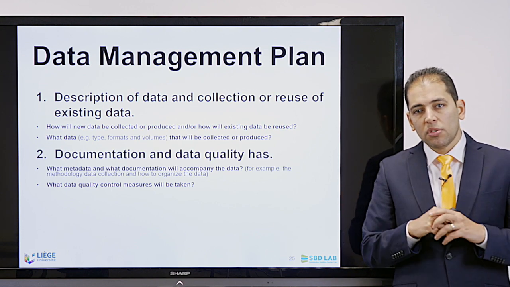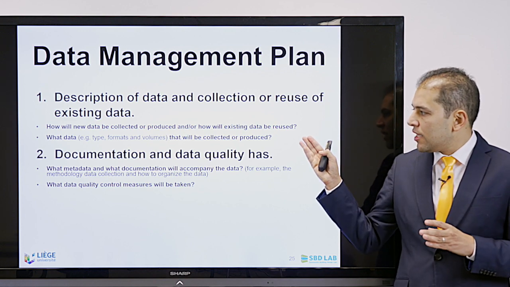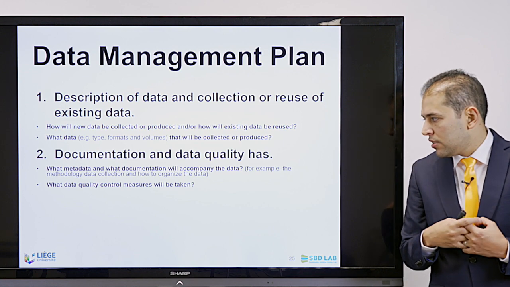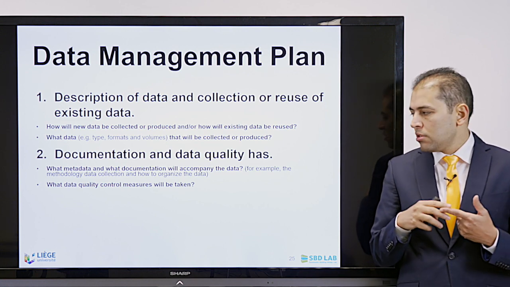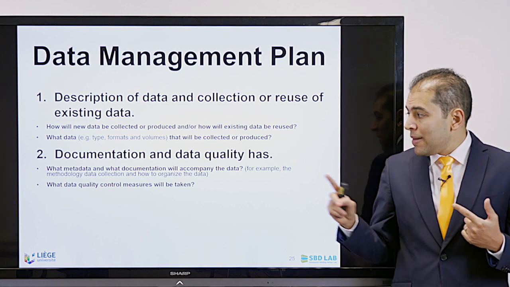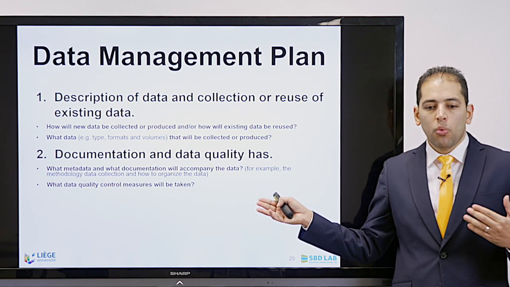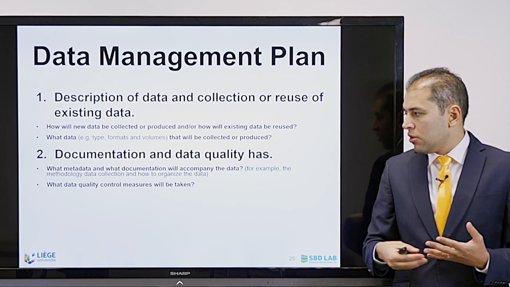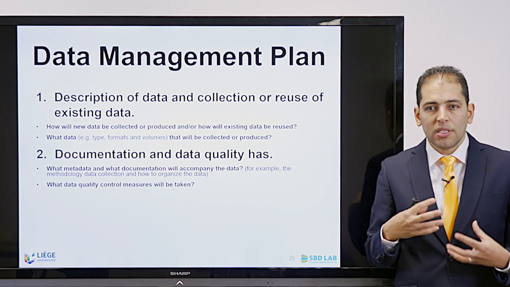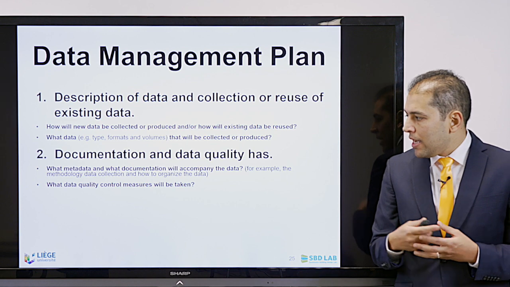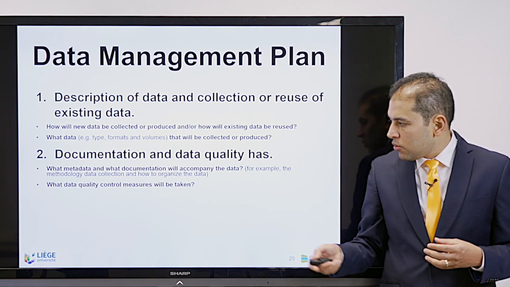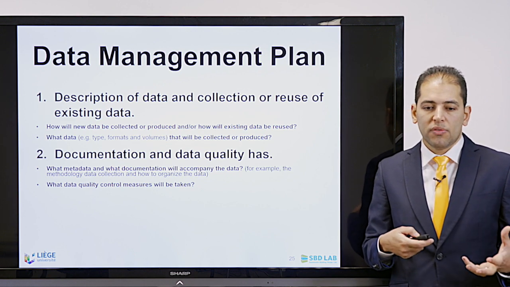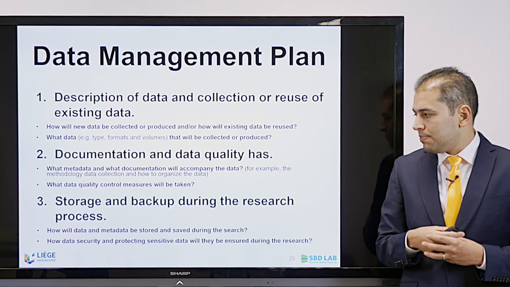Second item in your data management plan after the description of the data will be the documentation and the data quality that you have. And here you have to answer the following question. Question 1, what metadata and what documentation will accompany the data? For example, the methodology of data collection and how to organize the data. You need to answer that. And you need to answer the second question, what data quality control measures will be taken? How are you going to assure the quality of your data? It's very important to look at that.